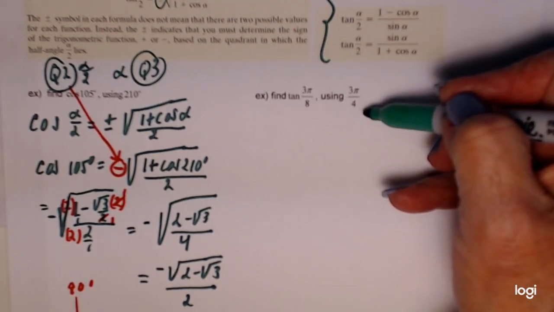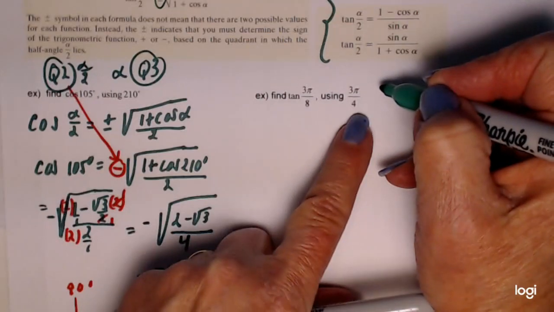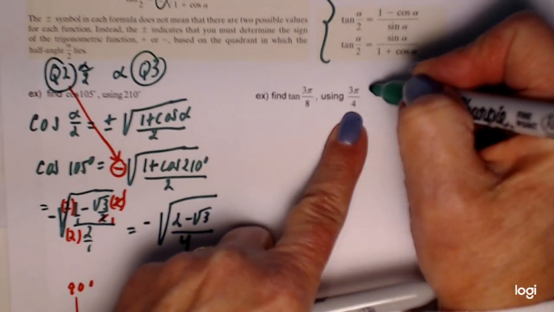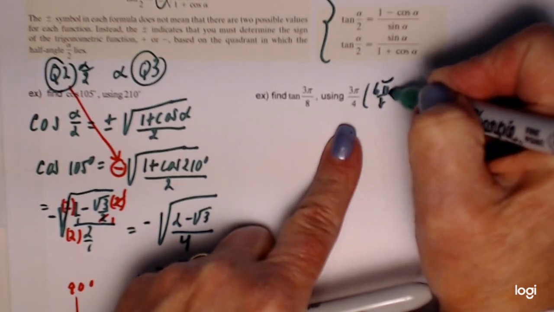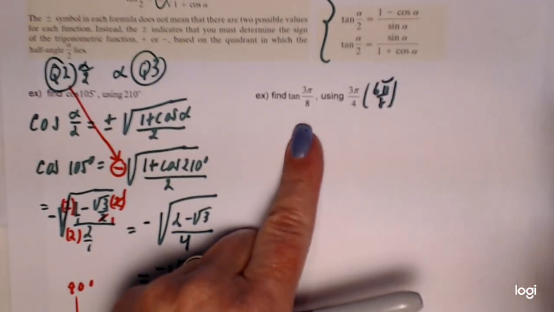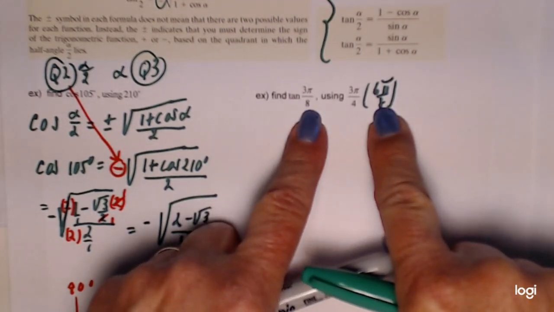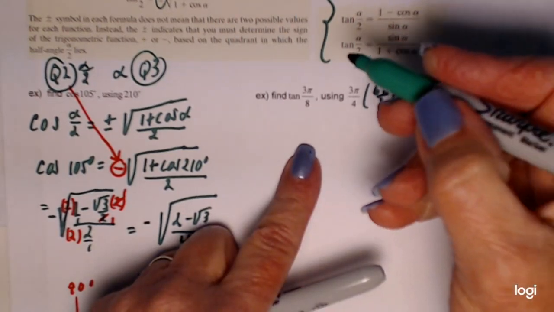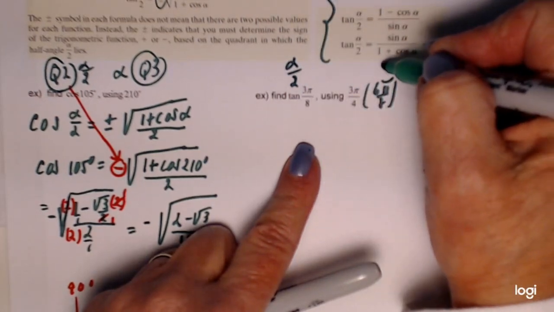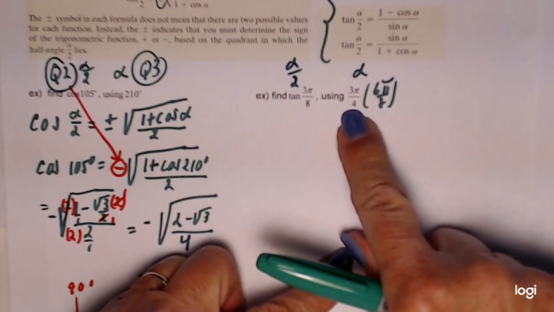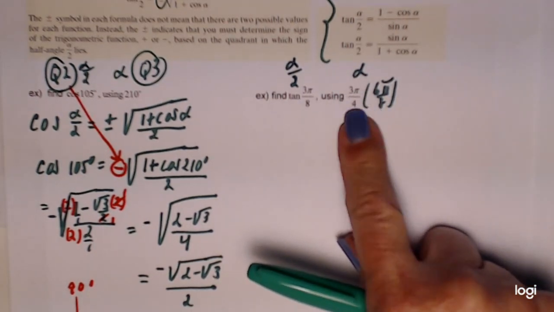pi over 4. Well, why 3 pi over 4? This is a simplified version. If we were to multiply this numerator and denominator by 2, we would get 6 pi over 8. So now we can see the reason we're using this is this 6 pi over 8 is double this angle here. So this would be our alpha over 2, and this is going to be our alpha. We're going to use the 3 pi over 4 form, the simplified, but it's the same idea.